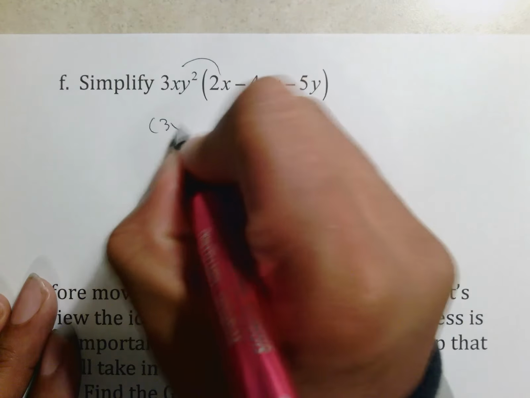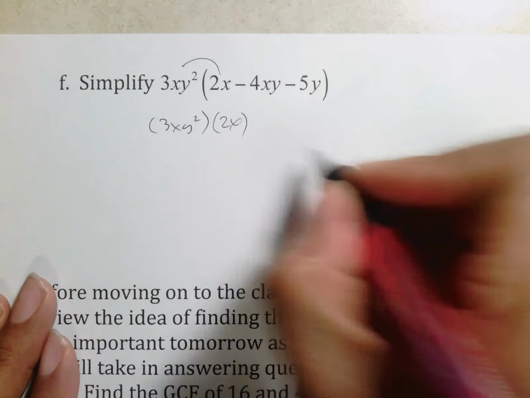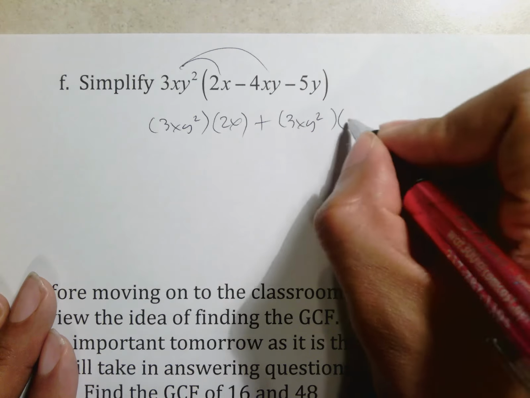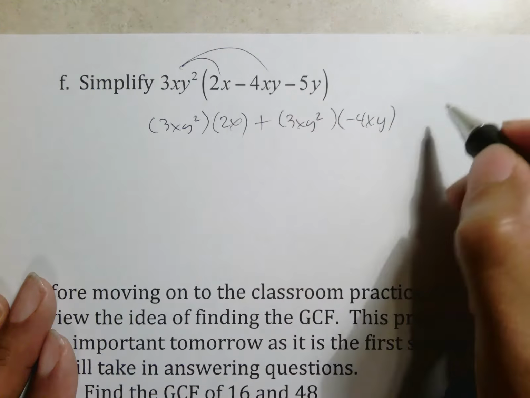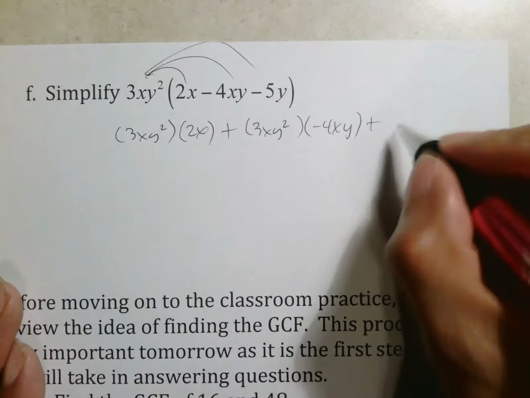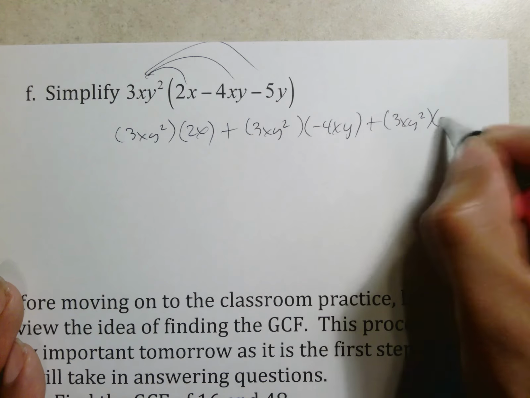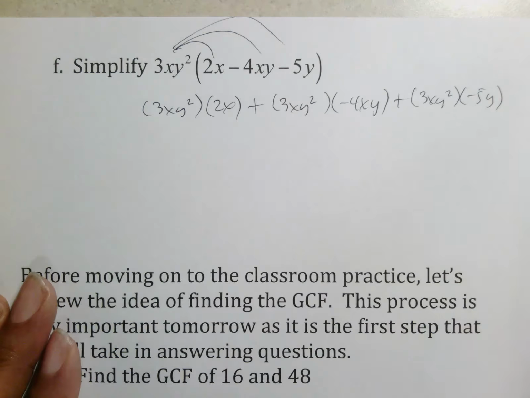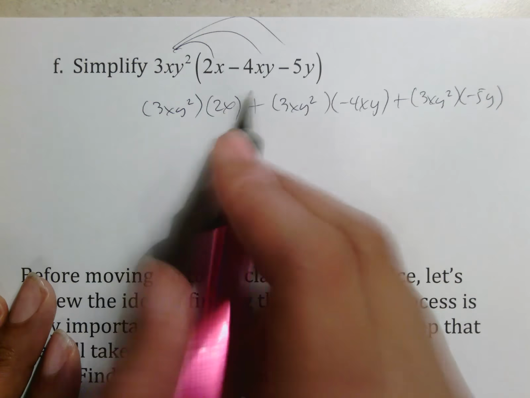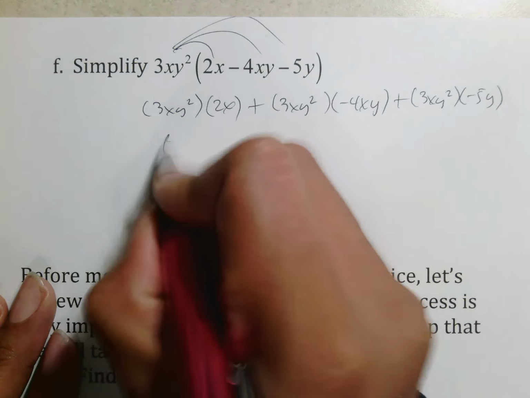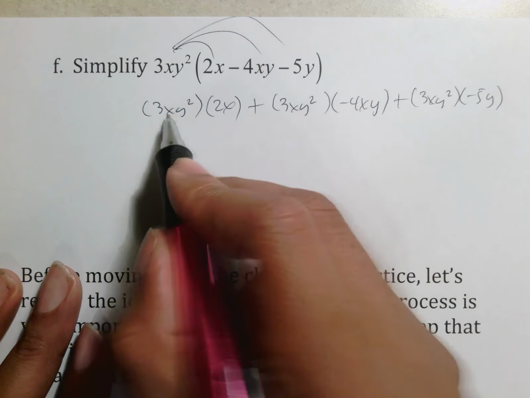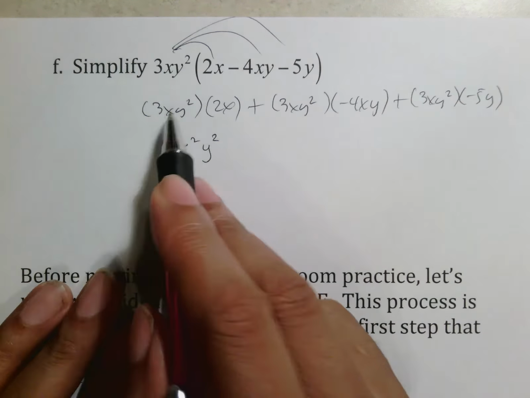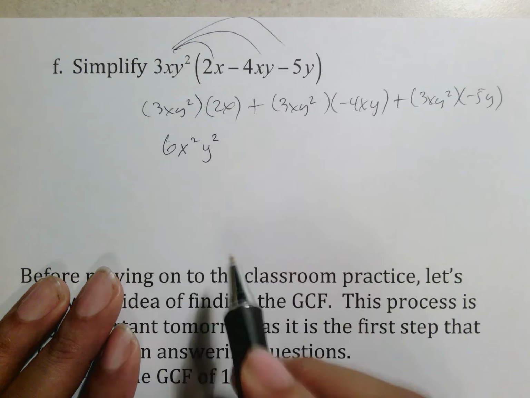F, 3xy squared meets 2x, and, which means plus, 3xy squared meets negative 4xy. Notice that that is a negative 4, and, which means plus, 3xy squared meets negative 5y. And all I have to do now is make these things multiply through. What is the sign? It's positive, so we don't need anything. What is the number? 3 times 2 is 6. Now you count your variables. There's 2 x's, but there's also a y squared, because there's an x here and an x here.